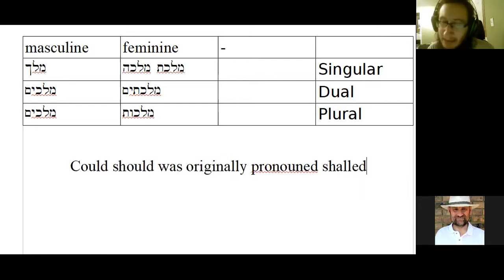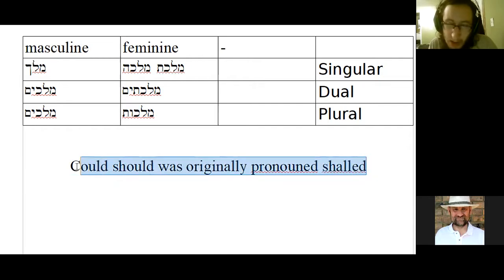It's the past tense of shall, actually. Should is the past tense of shall. And so it basically had the pronunciation of like shalled or should. But over time, the L became very soft, almost silent, and then eventually did become silent. Should.